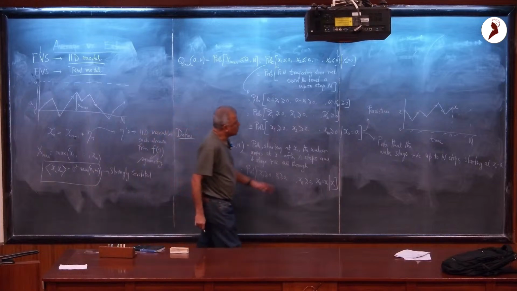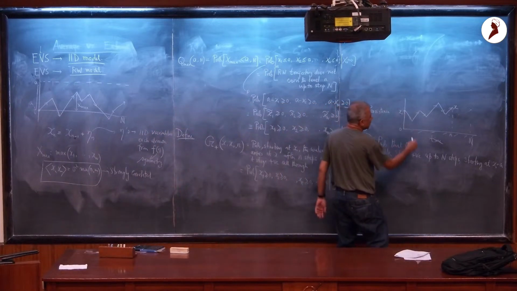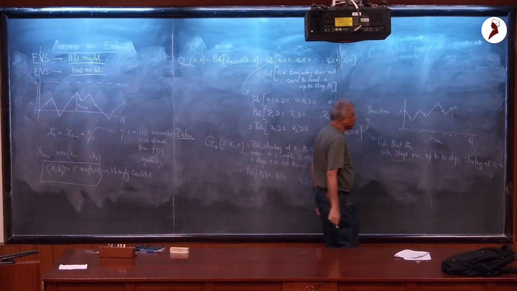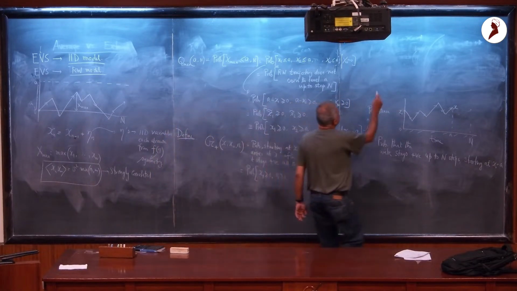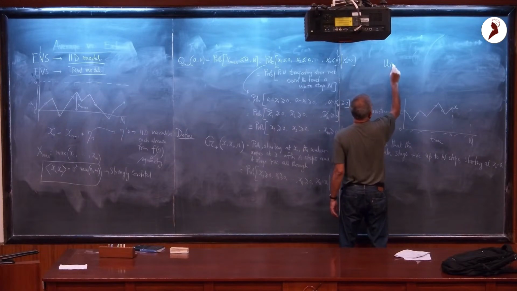So I'm looking for restricted trajectories. See, earlier I was looking at all trajectories going from x naught to x. That was my G(x, x naught, n), which we can remember as the unrestricted Green's function or free Green's function.